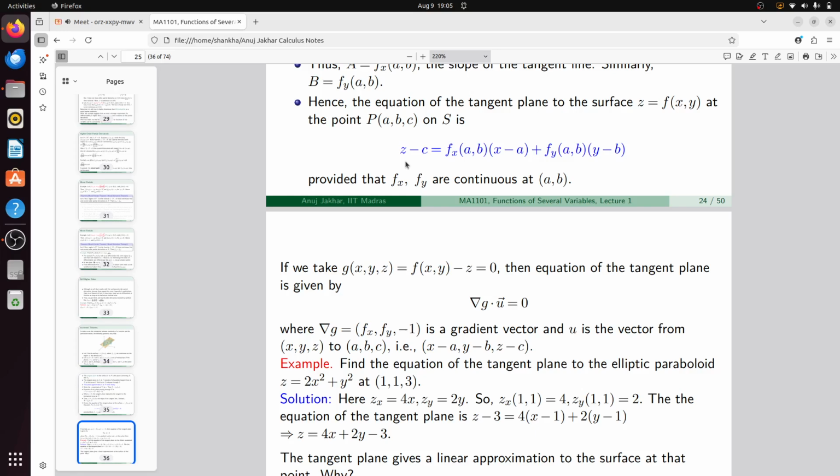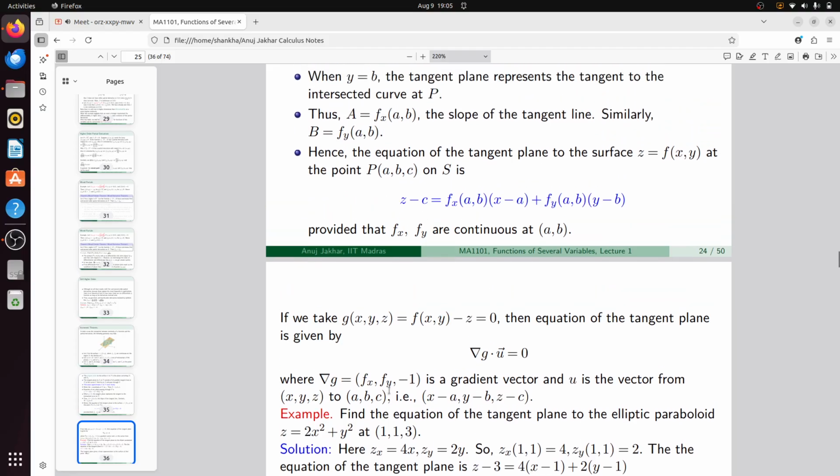I will give one problem. Please solve z equals 2x square plus y square at (1,1,3). Find the equation of the tangent plane to the elliptic paraboloid z equals 2x square plus y square at (1,1,3). First you need to check whether the question is right. Put x equals 1, y equals 1, and you get z equals 3. So the question is right, because (1,1,3) lies on the surface.